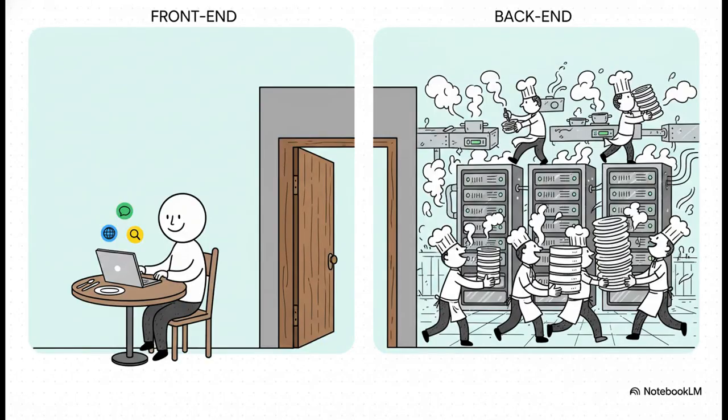The best analogy I've ever heard is a restaurant. The front end is the dining room. It's what you, the customer, see and interact with. The menu, the fancy decor, the waiter taking your order. The back end? That's the massive, chaotic, super complex kitchen that you never see. It's got all the chefs, the ovens, the walk-in freezers, all the servers, storage systems, and programs that are actually doing all the work to make your meal.